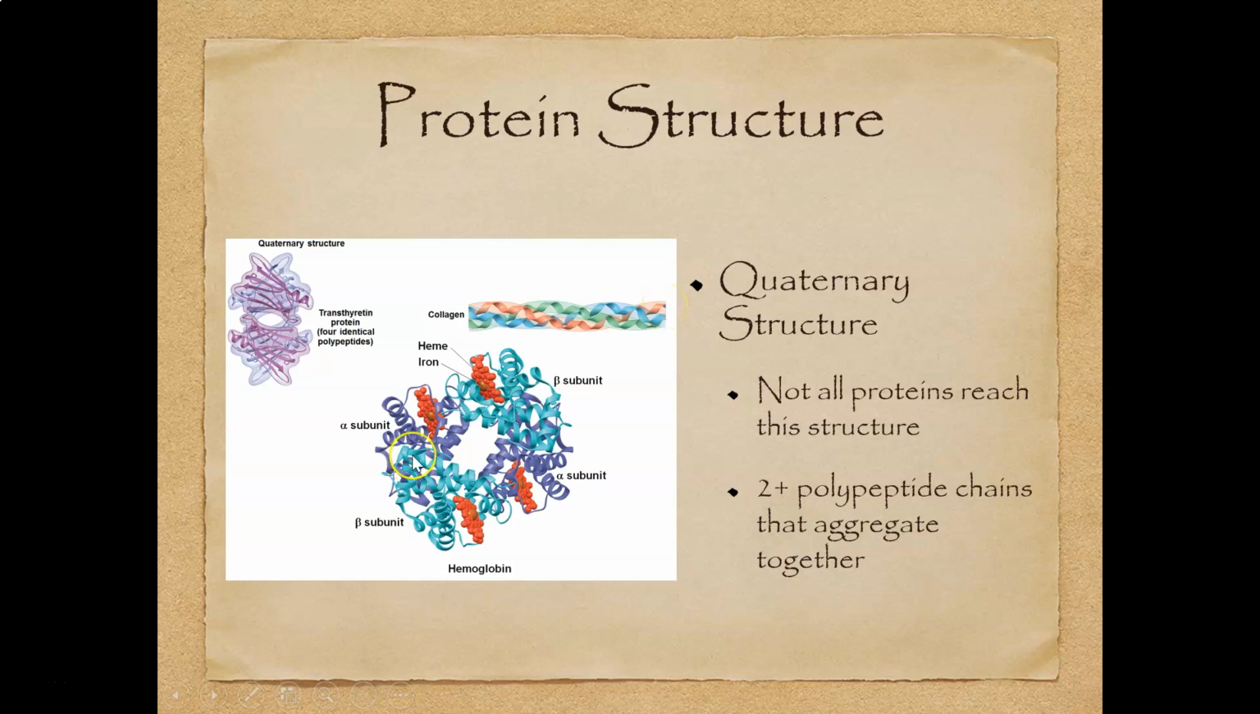So they can be identical subunits. This one has all 4 subunits, but they're all identical. Hemoglobin has 4 subunits, but 2 and 2 are identical. Collagen has 3, but they're all slightly different. And so there's a lot of diversity when we get to the quaternary structure as well. How many subunits do you need? Are those subunits identical to each other? So on and so forth.